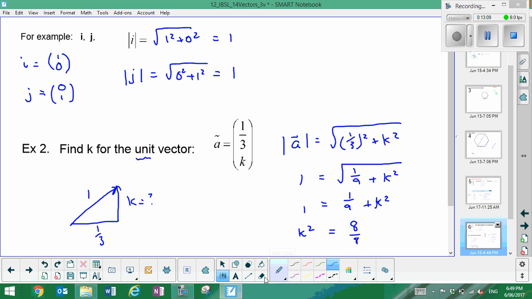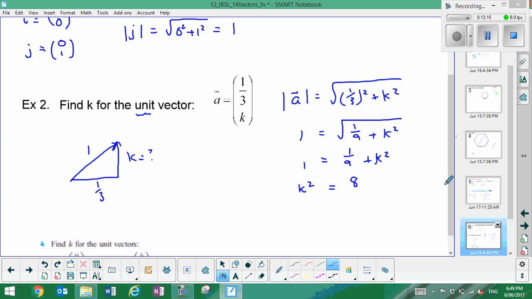Oh, it's looking messy. Let's try it again. A bit more space here. All right, we'll try again. So 8/9, because it's 1 minus 1/9. So k is going to equal the square root of 8/9, which is the same as 2√2/3.